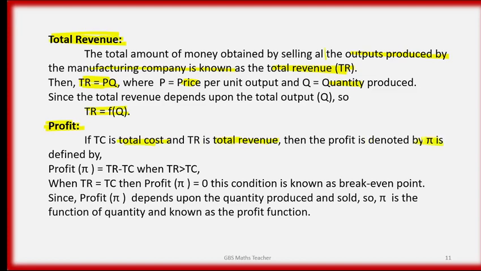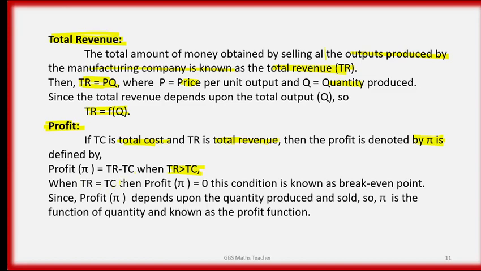Here mathematically we use pi in another sense. Here the pi function is denoted by profit function, and profit pi equals TR minus TC. You know, total revenue minus total cost. This is simple when TR is greater than TC. कति आम्दानी छ कर कति खर्च लागेछ, that is profit.